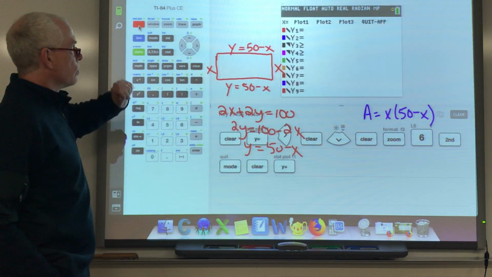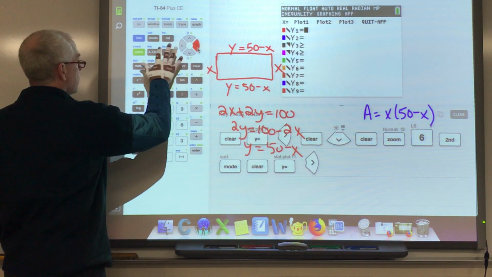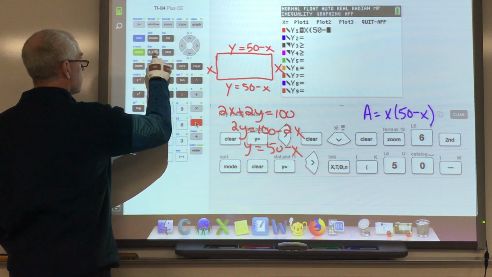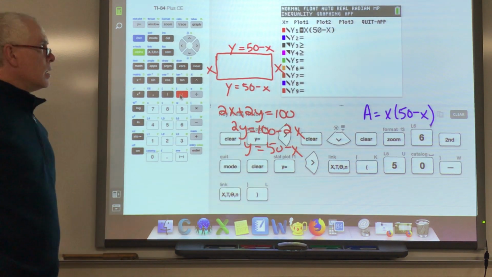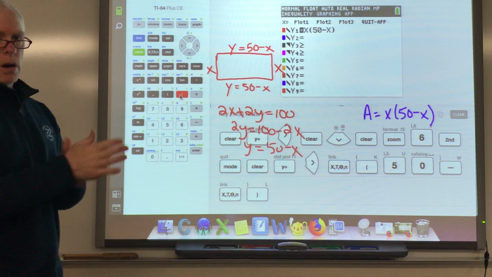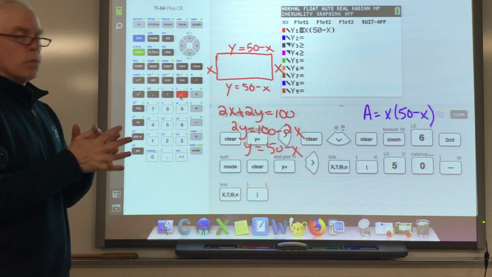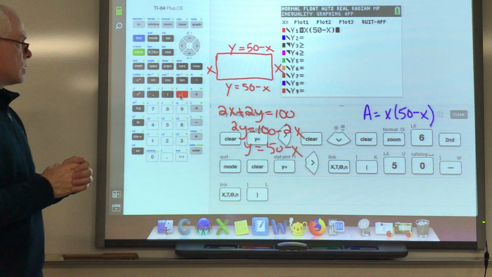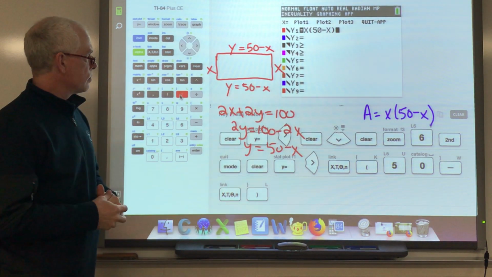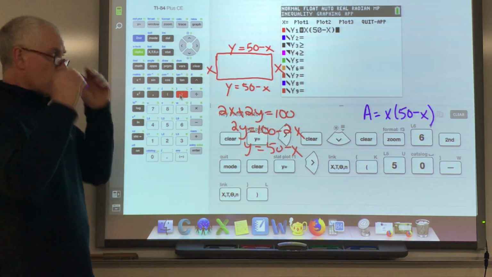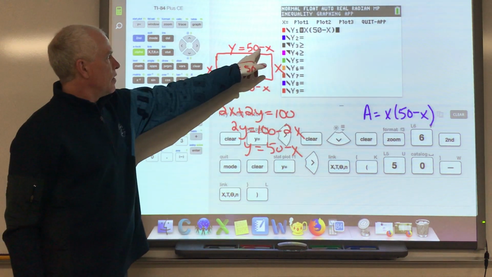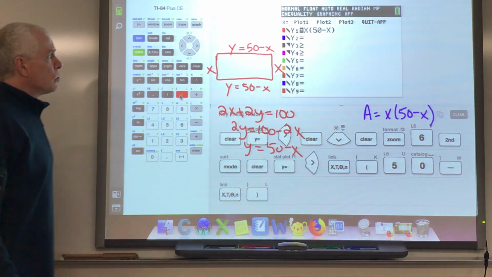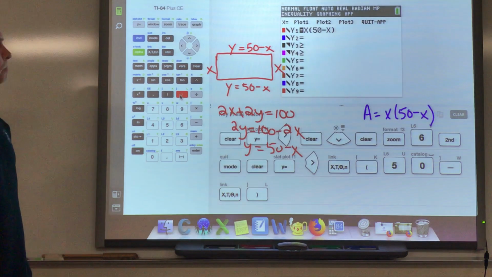Okay, so we're going to go into y equals, and we're going to put x times 50 minus x. Now, we're going to have to be a little bit careful about our window. Otherwise we're not going to see what we want. So let's think about this for a second. X represents the width here, or the length. Well, the maximum we can go is 50, because if I go 50 minus anything bigger than 50, I'm going to get a negative number. So I'm going to let my x go 0 to 50, okay?